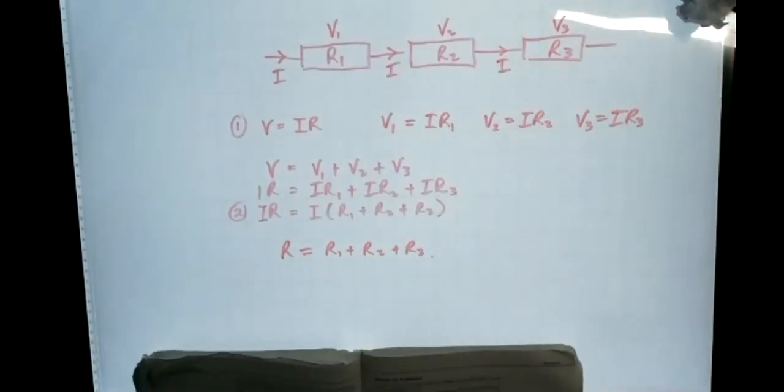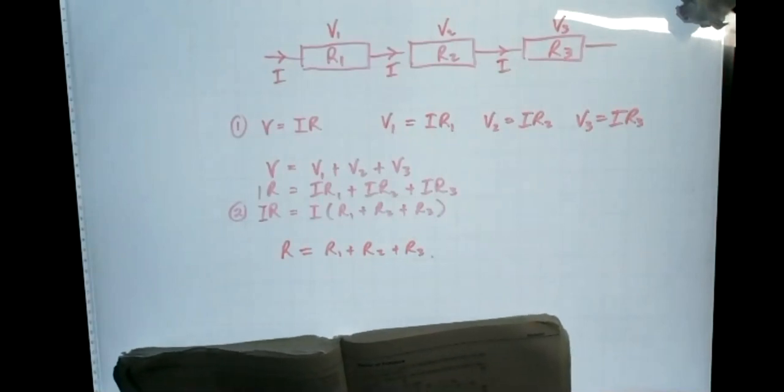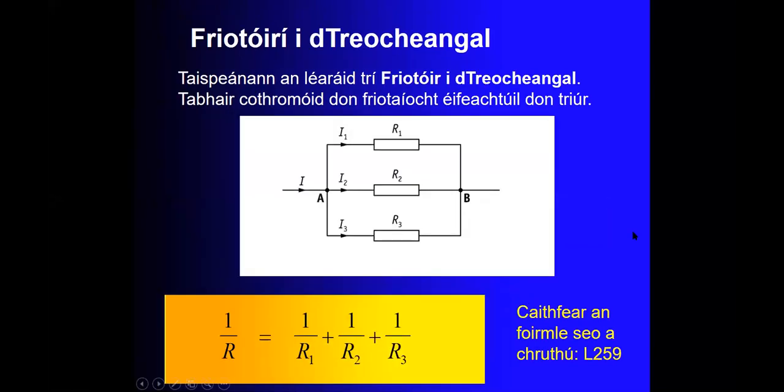Okay, that's Kirchhoff's formula. So that was resistors in series. Now we have resistors in parallel, so the voltage from it is the same across all 3. So let's look at three resistors in parallel.